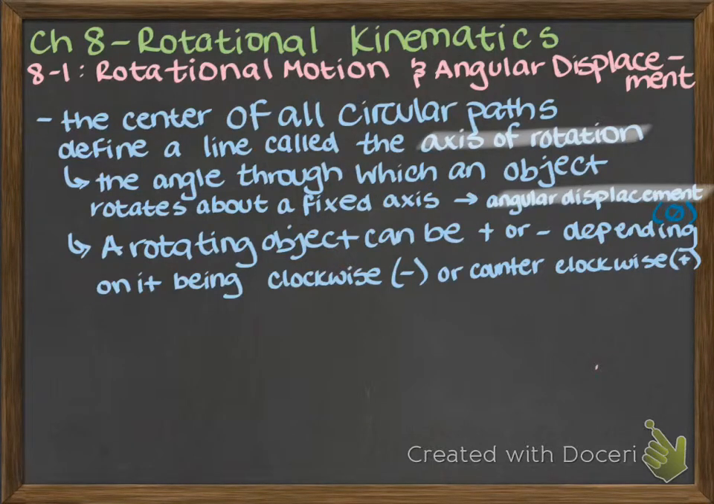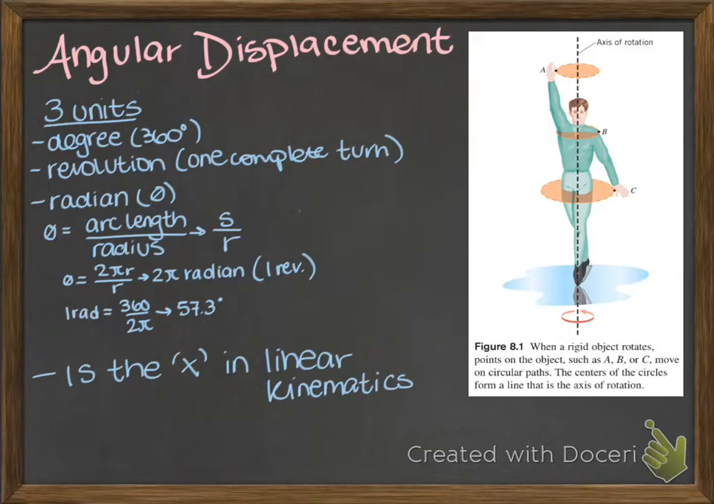Since we're looking at rotating objects, you're going to have to see which direction it's pointing, and based on that it will tell you whether your answer will be positive or negative. Angular displacement can be seen in 3 different units, and most of the time you're going to have to convert between degrees, which is 360 degrees, 1 revolution, which is 1 complete turn, and radians. If they originally give you a problem in revolutions, you have to keep in mind that you need to convert to radians if they're asking for your final answer in radians. So theta equals arc length over radius, which is S over R.